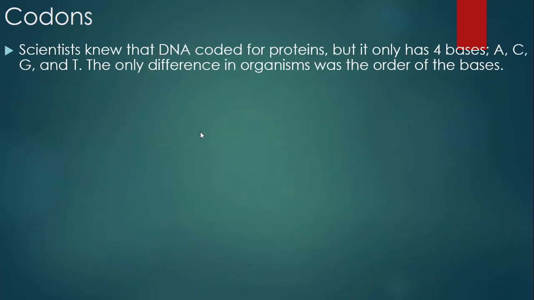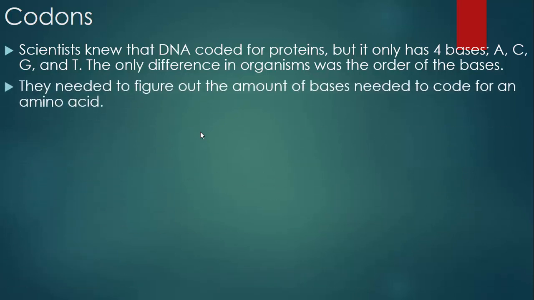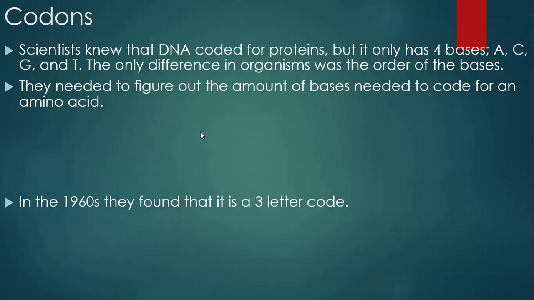So let's talk about what codons are. Now, scientists knew that DNA coded for proteins, but DNA only has 4 bases. There are no more, there are no less, there's no hidden bases, there's no extra here. It's just simply A, C, G, and T. The only difference in organisms was the order of the bases. They needed to figure out the amount of bases, whether it's the A, C, G, T, those are the bases, the nucleotides we're talking about. They wanted to know how many bases code for an amino acid, because there's billions of letters, but how many letters in a row will actually code for an amino acid?